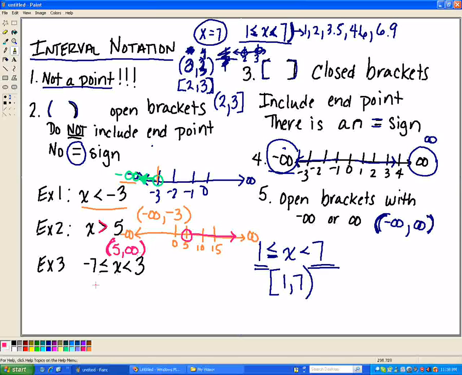Now let's try the last example. This is probably the easiest. The smallest value x will ever take on, negative 7. The largest value x will ever take on, positive 3. Now, there's an equal sign associated with the negative 7, so closed bracket. No equal sign associated with the 3, so open bracket. So that is how we do interval notation.